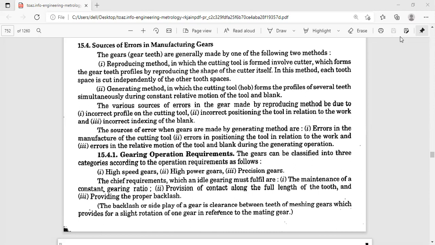Whenever a shaft is worn out, you have to replace the shaft, or a bush is worn out, you have to replace the bush. So you have to have the maintenance also. That is a different thing, but you have to maintain a constant gearing ratio.